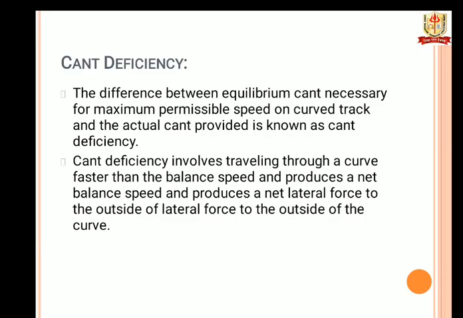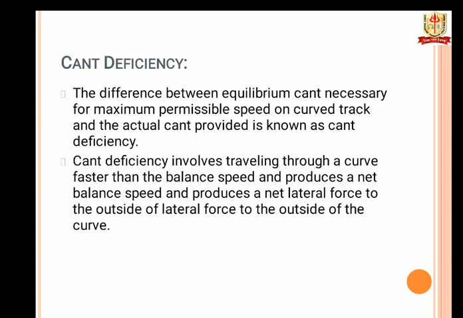Next topic is cant deficiency. The difference between the equilibrium cant necessary for the maximum permissible speed on the curved track and the actual cant provided is known as cant deficiency. It involves traveling through a curve faster than the balance speed and produces a net lateral force to the outside of the curve. It should be as low as possible.